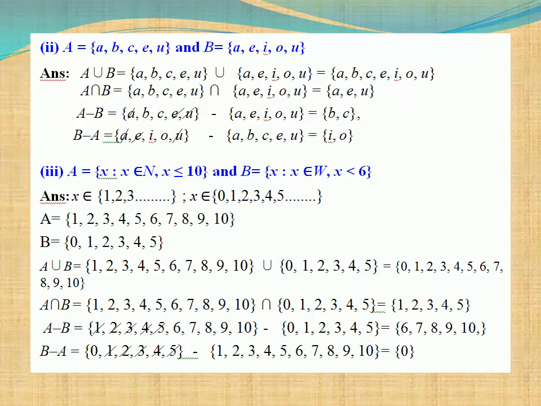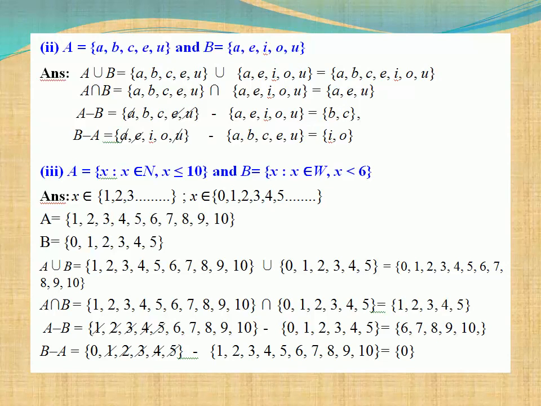Okay. Now A intersection B. You have to write the common elements from A and B. What are the common elements here? A, E, U. Now A minus B. A minus B means first you have to cancel the common elements from A and B. What are they? A, E, U. The remaining elements from A are B and C, that is the A minus B. Okay. B minus A means you have to cancel the common elements, and the remaining elements from B are the B minus A. So the remaining elements from B are what? I and O. So B minus A is I comma O.